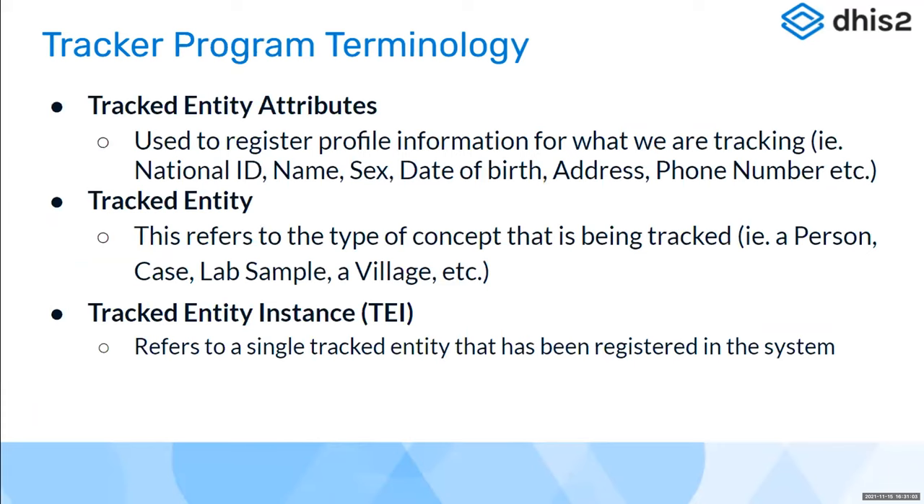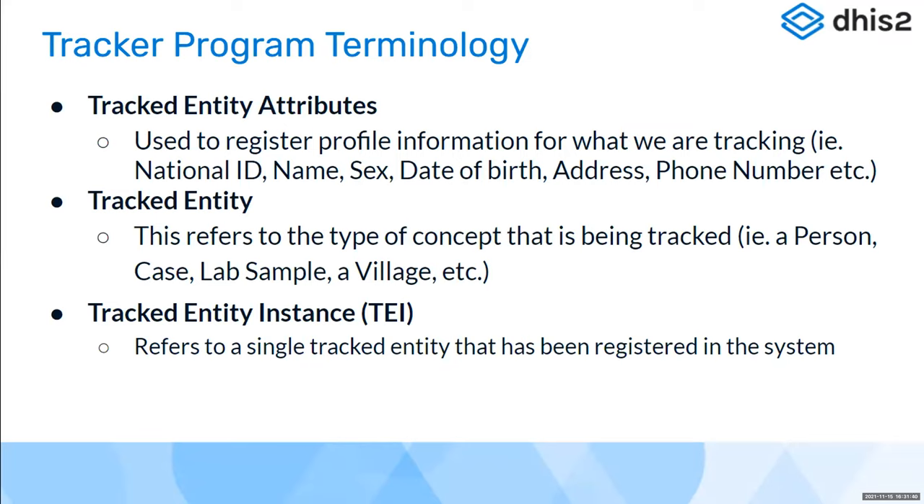So I think I've spoken a lot about this. Tracked entity attributes are what is used for registration on the profile part, to specifically identify or characterize what you are tracking. And a tracked entity is, more or less, an object that is being tracked. As I said, it could be a person, a commodity, a village, or a lab sample, whatever. It depends. And a tracked entity instance refers to a single tracked entity that has been registered in the system.